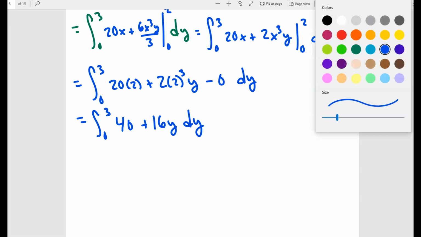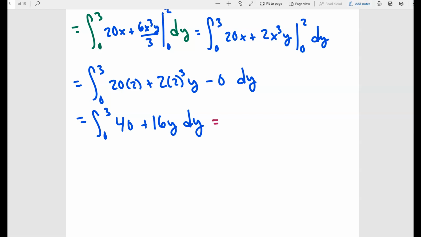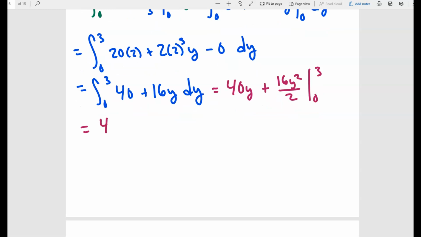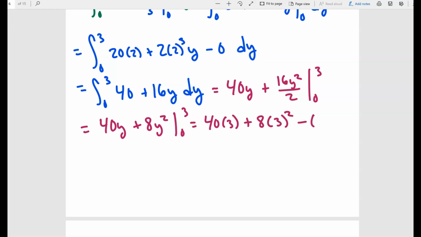All right, now all we have to do is take the antiderivative of this. So I'm going to have 40y plus 16y squared over 2, from 0 to 3. That's going to give me 40y plus 8y squared from 0 to 3. Now we're just going to plug them in. 40 times 3 plus 8 times 3 squared minus 0. And what we're going to get is 192.